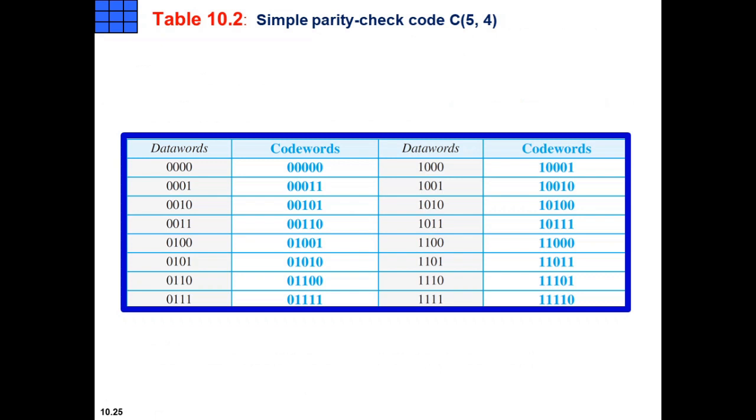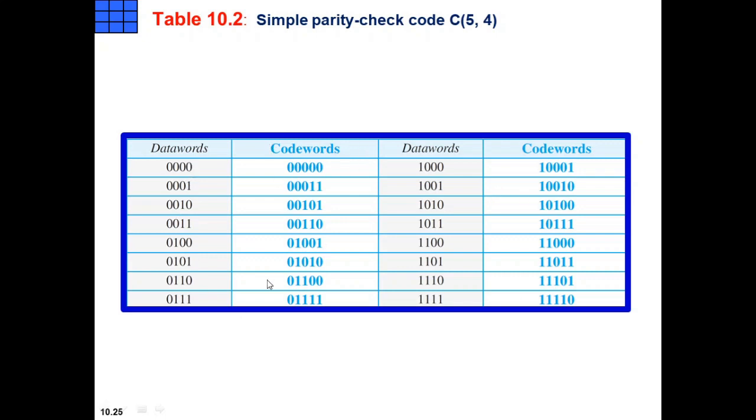Now this is the simple parity check code. This also we have already seen. See here, you have a data word of size 4. All 4-bit combinations we have written. How many 4-bit combinations will you have? 16. That's why we said how many data words will there be? 2 power k. 2 power 4 is 16.